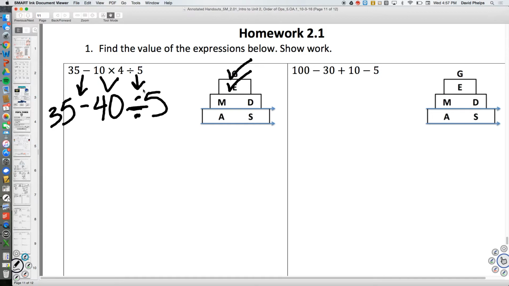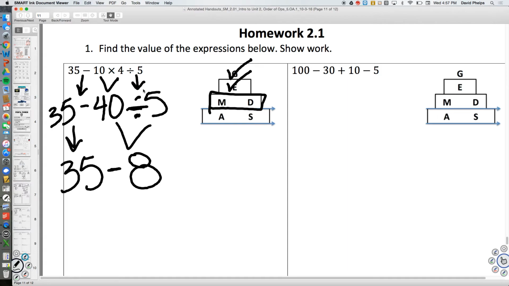I'm still on this layer of our cake, multiplication and division. Do I see anything else I can multiply or divide? Yes. Right here I have 40 divided by 5, so I'm going to do that next. 40 divided by 5 is 8, and I bring down this 35 just like before. 35 minus, and now I have an 8. Do I see any more multiplication or division? Nope. So check off that layer and move to the very bottom one, addition or subtraction.